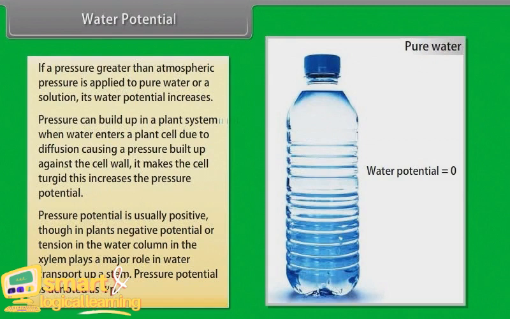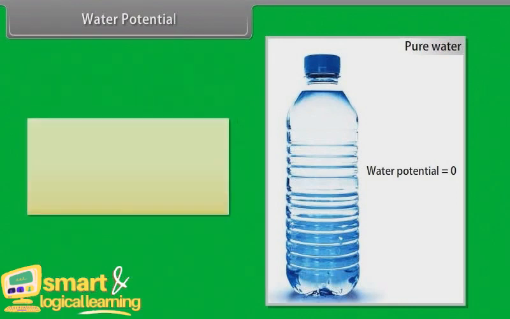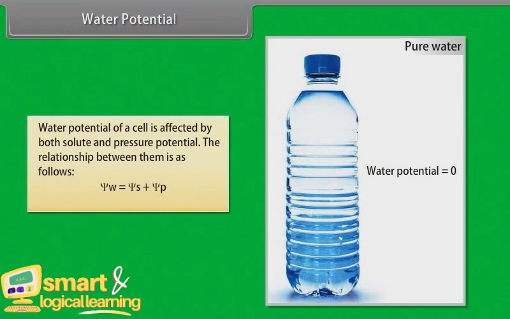Pressure potential is usually positive, though in plants, negative potential or tension in the water column in the xylem plays a major role in water transport up a stem. Pressure potential is denoted as P. Water potential of a cell is affected by both solute and pressure potential. The relationship between them is as follows.